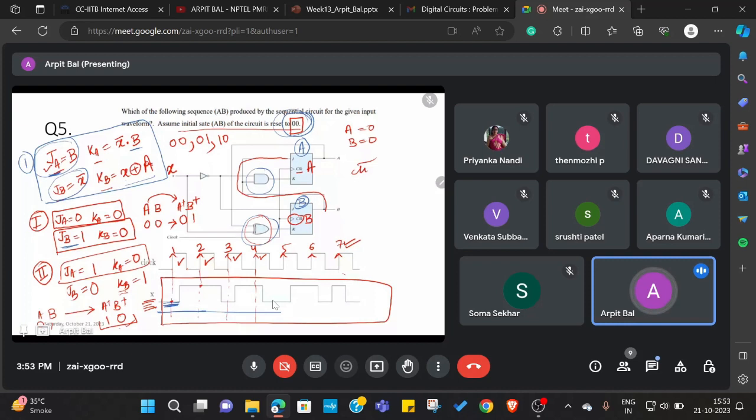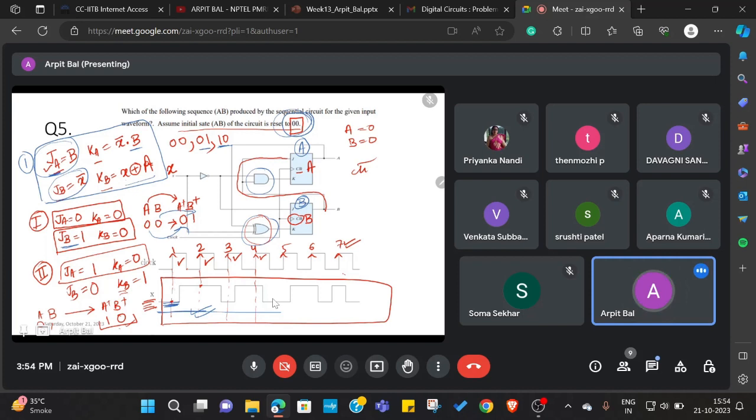If JA KA is 0 0, the value of A is going to remain the same. The value of A is 0, A plus is also 0. But what about B? JB is 1, KB is 0, so the next state value of B will be 1 irrespective of the present state. So the next state is 0 1. Similarly, you go on evaluating the rest of the cases, observing the timing diagram, and you will obtain 1 0.